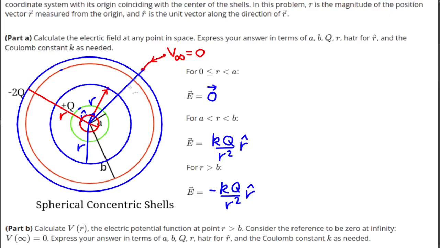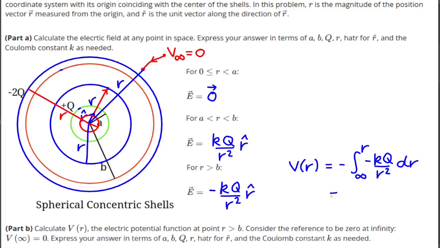that's at some distance r from the origin, then the change in electric potential, being the electric potential at r minus the electric potential at infinity, which is 0, is equal to minus the work done by the electric field. In this case the electric field for r greater than b is minus kq on r squared, and we integrate from infinity to r.